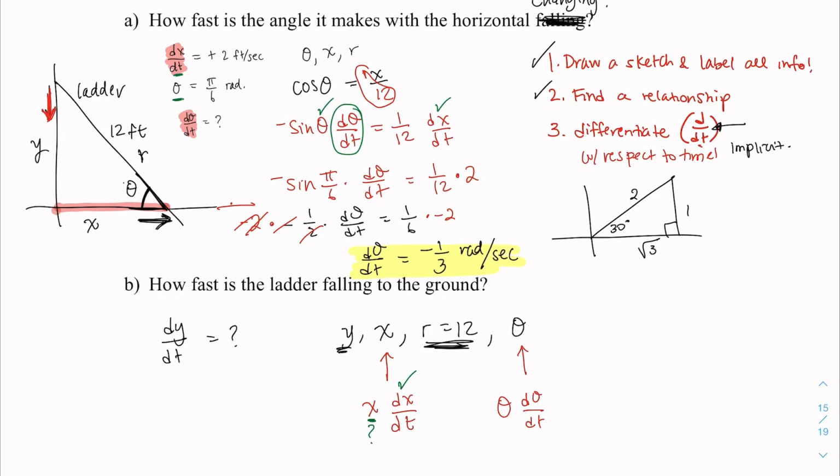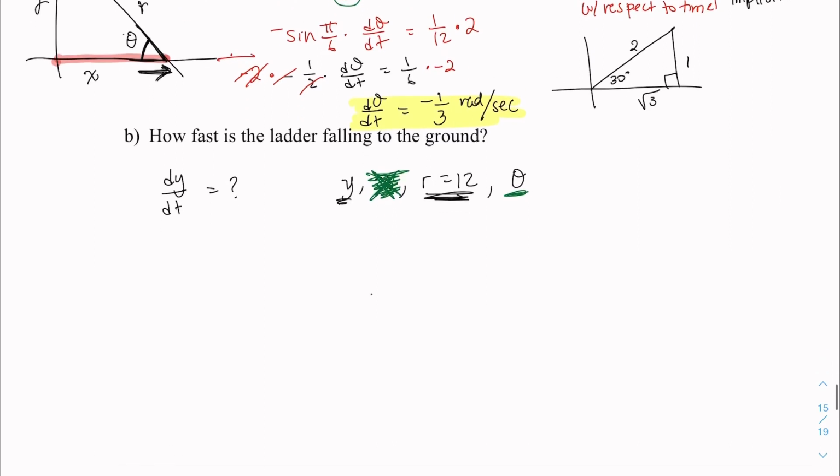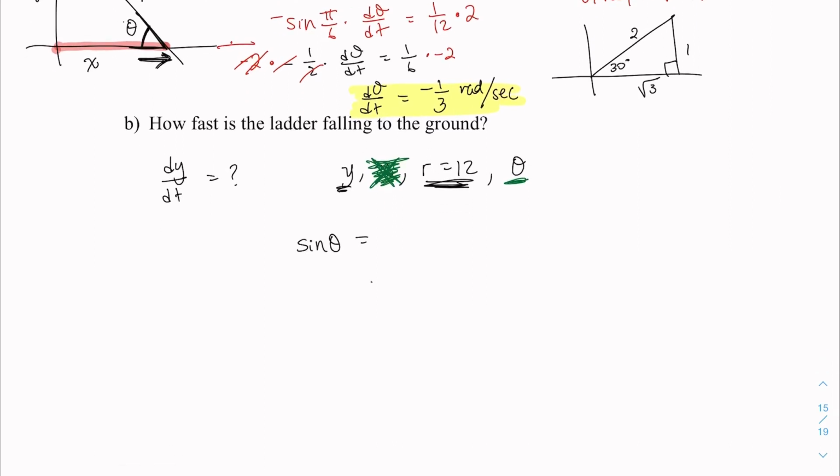Whereas we definitely know what theta is because they gave it to us in the problem. And guess what? We just solved for d theta/dt. So it will be much easier for us to choose theta and leave x out. Okay, we don't want x as part of our equation. So let's come up with a relationship that puts y, r, and theta together. Again, another trig function. This time we'll use sine. So we're choosing sine theta, which equals y over r.